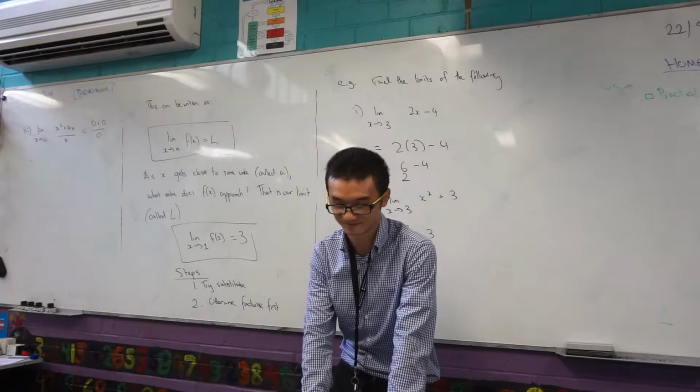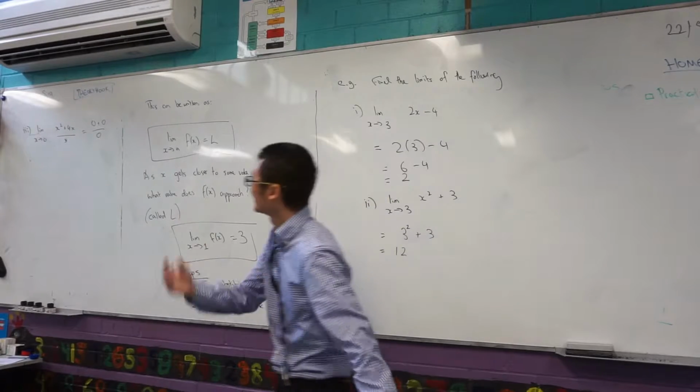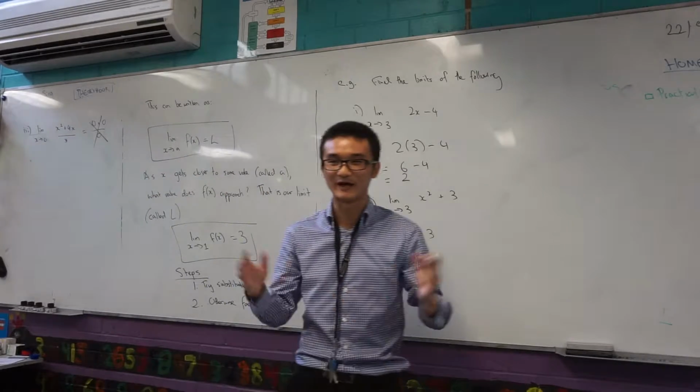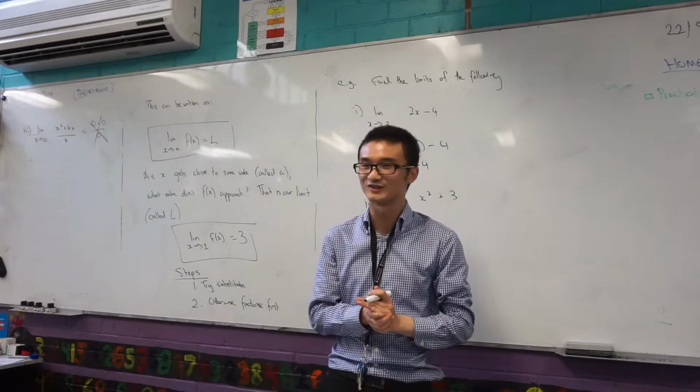What did you get, Nathan? Math error. Math error, okay? So that's the answer. We can't do that. That's bad. 0 over 0 is bad.